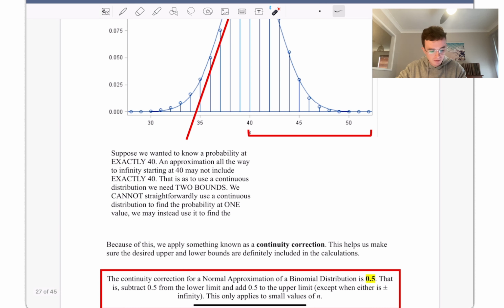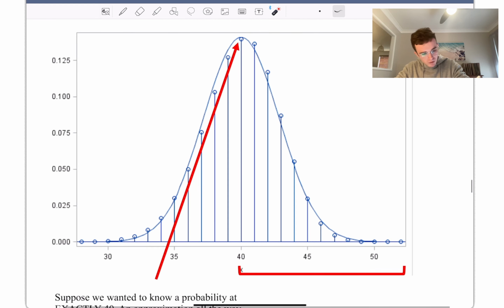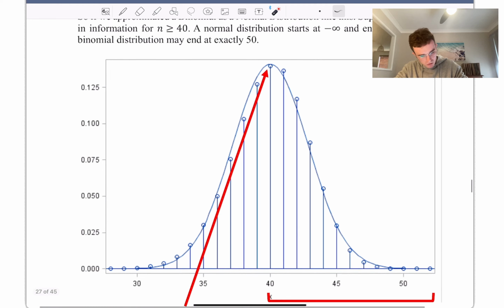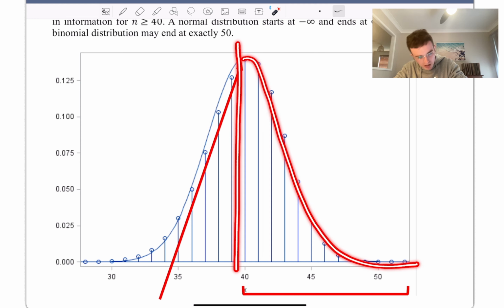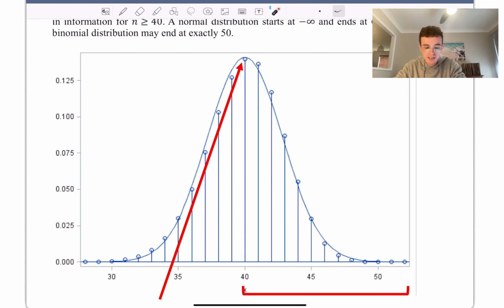So it might cut off some of our answers because we're approximating a discrete variable with a continuous variable. Because of this, we apply something called a continuity correction. This helps us make sure the desired upper and lower bounds are definitely in the calculations. If we started the distribution here and then the distribution looked like that, since we've gone a bit below where we wanted to start, we're definitely going to include the starting point in it.